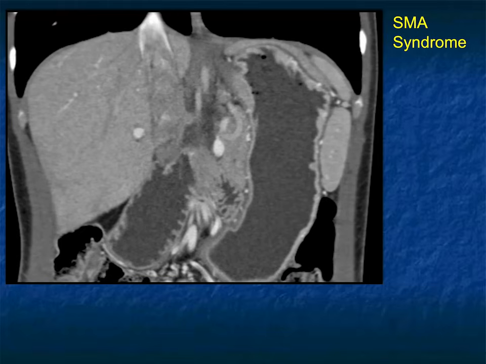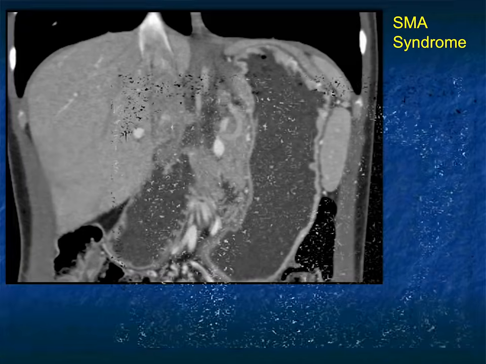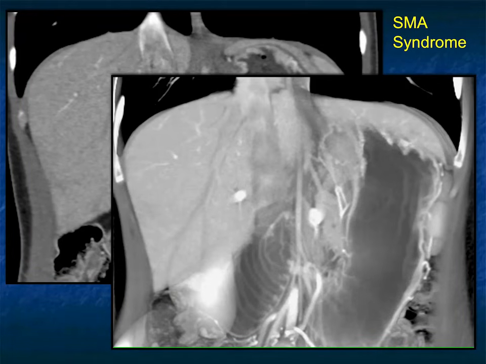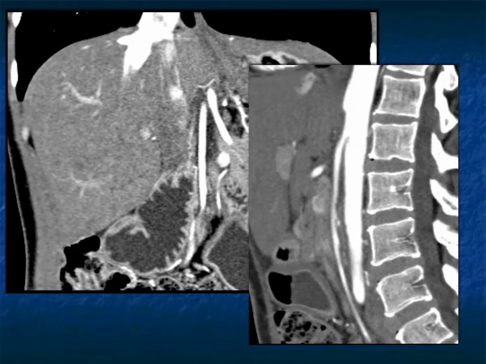Another example here: dilated duodenum, with rapid transition as it comes across the midline due to SMA obstruction, SMA syndrome. Again, nicely showing you that transition point.